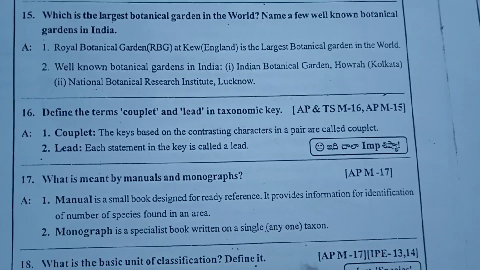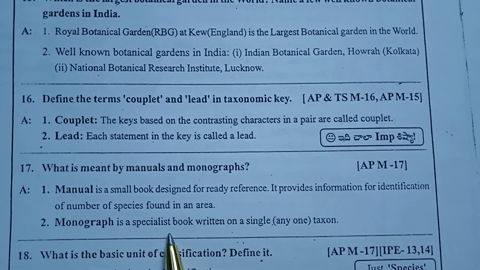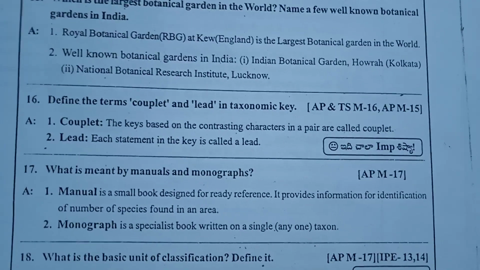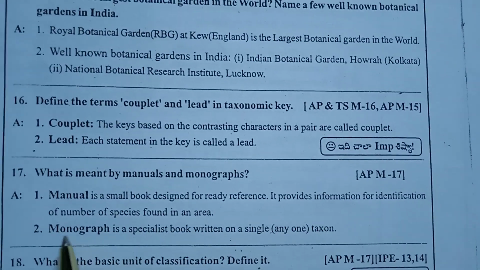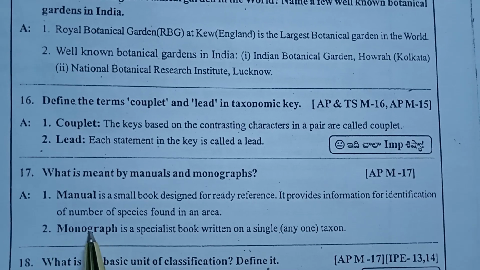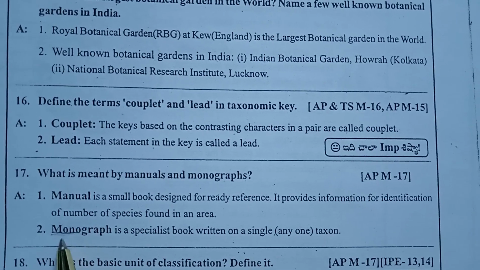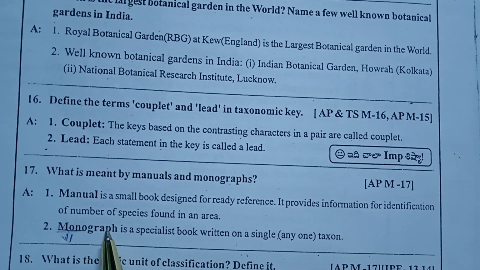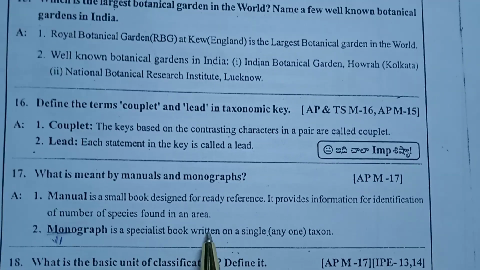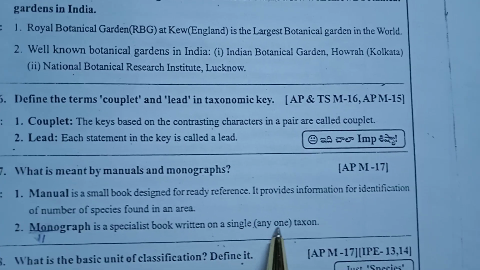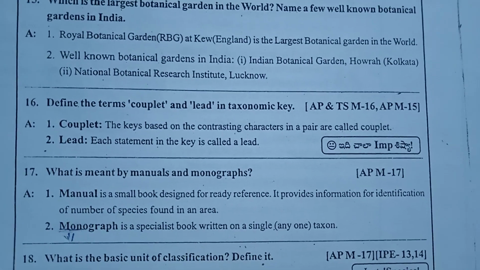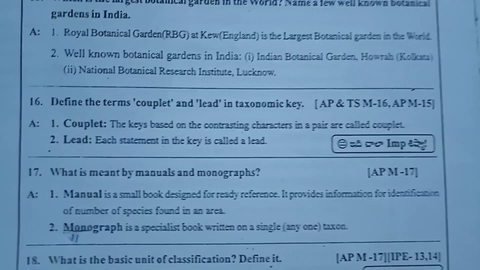Now, monograph. A monograph is a specialist book written on a single taxon. The answer is in the word itself: mono means single, singular. A monograph is a specialist book written on a single taxon, any one taxon.